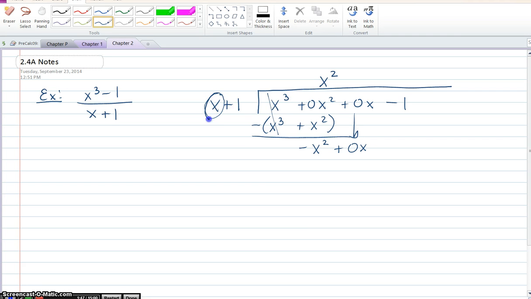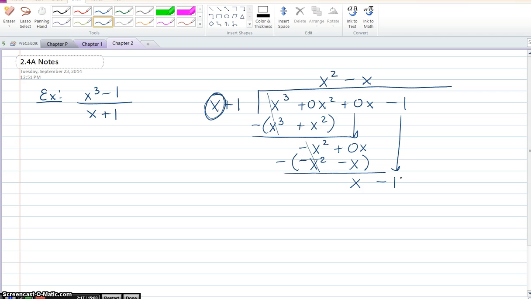So again, you're going to ask yourself, what times x gives me a negative x squared this time? That's going to be a negative x. So negative x times x is a negative x squared. Negative x times a positive 1 is a negative x. Again, just like in normal division, you're going to subtract off what you just put down there. So again, notice that these cancel, they always should. 0x minus a negative x is a positive x. Bring down the next term.